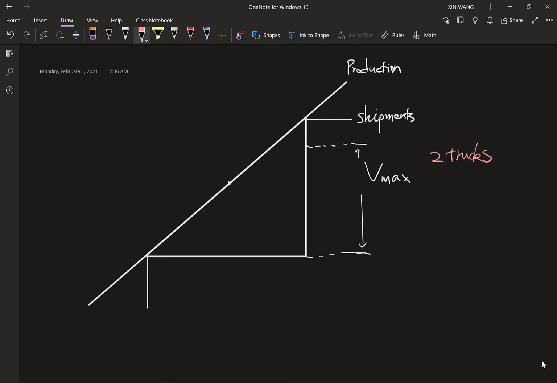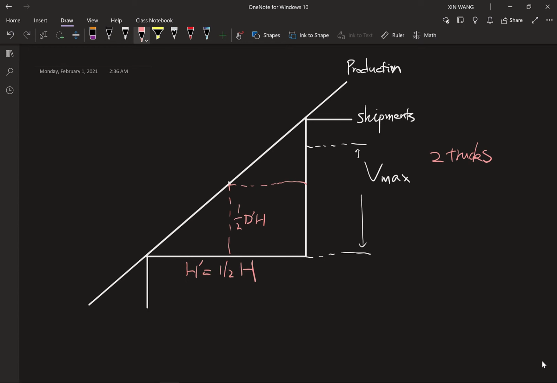Then we consider adjusting the decision. Let's just dispatch half load each time. Then each load is less than the Vmax. So the new headway is just half of the previous headway, and the load is also half of the original load. In this sense, the load is smaller than Vmax, so each time we only need 1 truck.